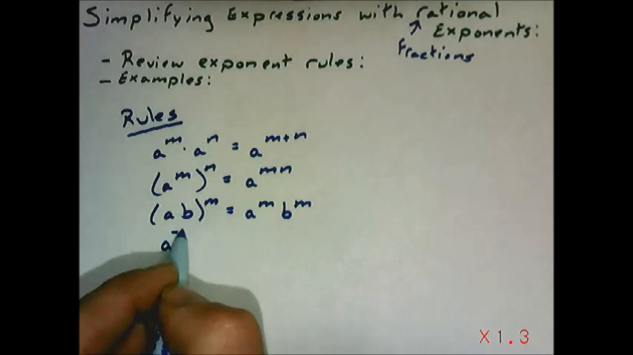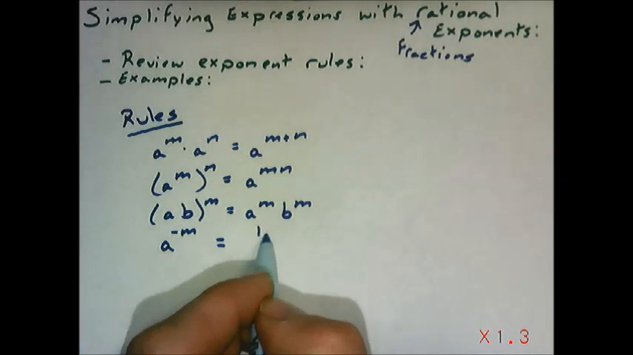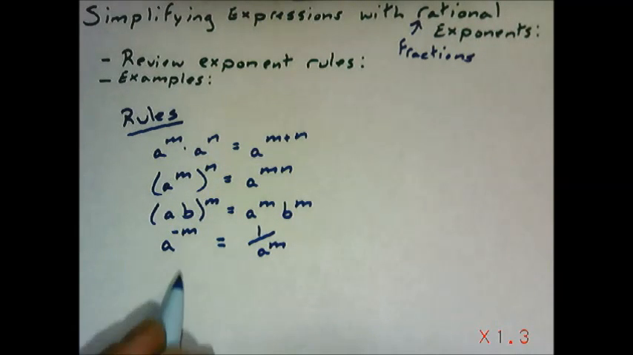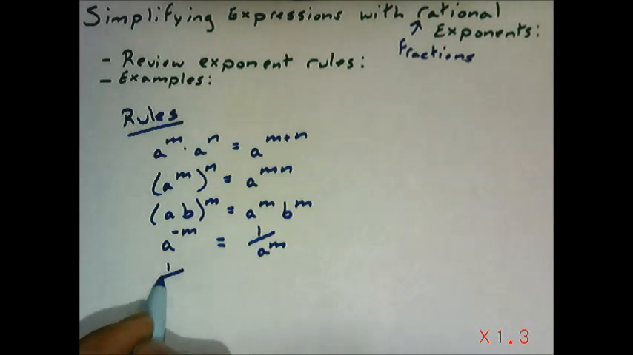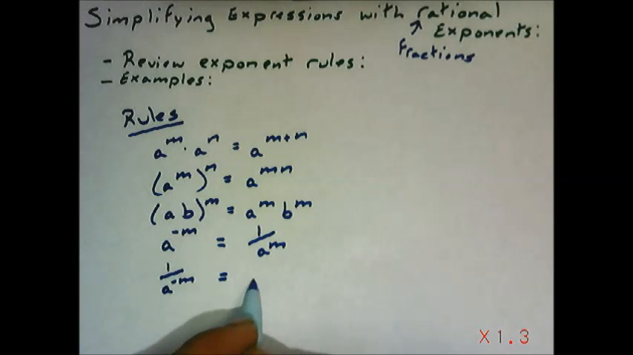Remember my negative exponents. If I have a to the negative m, I can rewrite this as 1 over a to the positive m. Likewise, if I have 1 over a to the negative m, I can rewrite this as a to the positive m.